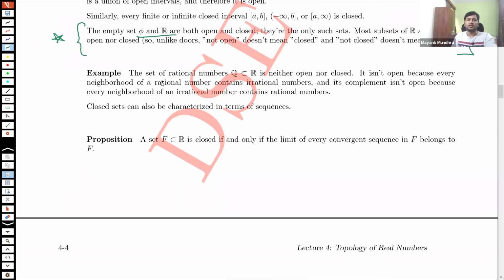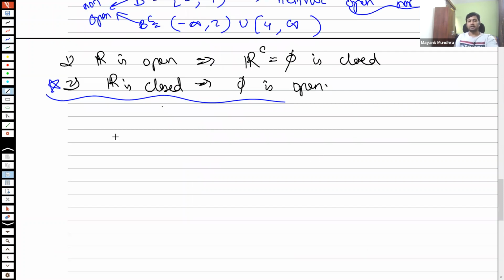The set of rational numbers Q is neither open nor closed. Again, an important example. If you look at rational numbers, why is it neither open nor closed? It isn't open because every neighborhood of a rational number contains irrational numbers. So the rational numbers are going to look like this.